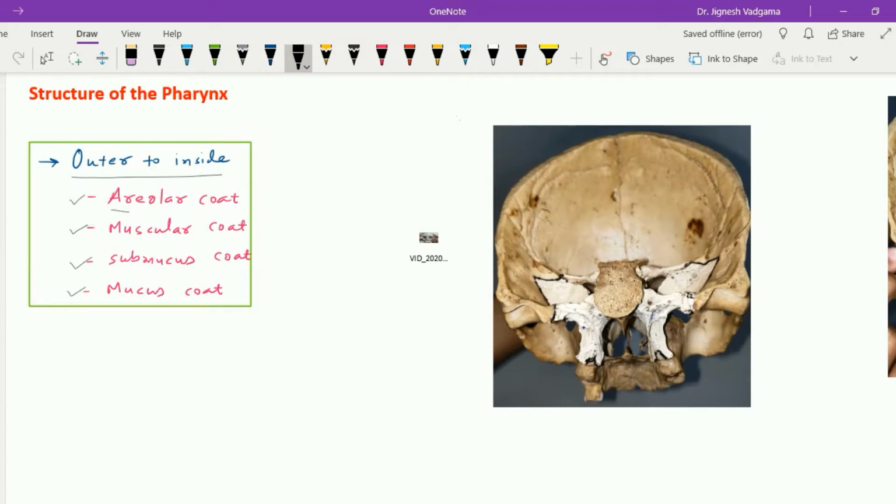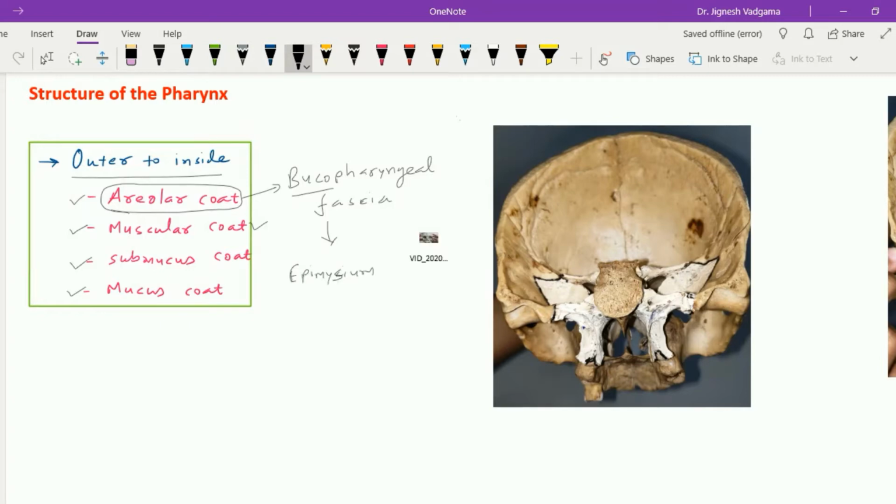This areolar coat is the most outer part of the pharynx, and it is made up of the buccopharyngeal fascia. This buccopharyngeal fascia, as the name suggests, extends from the base of the skull to the buccinator muscle. It is only a thin areolar connective tissue layer outside the muscle coat of the pharynx, extending from the base of the skull to the buccinator muscle, and it represents the epimysium of the muscles of the pharynx.